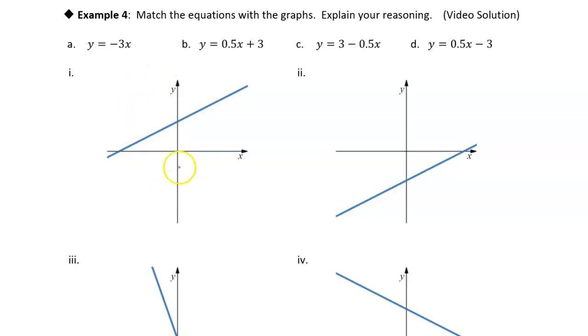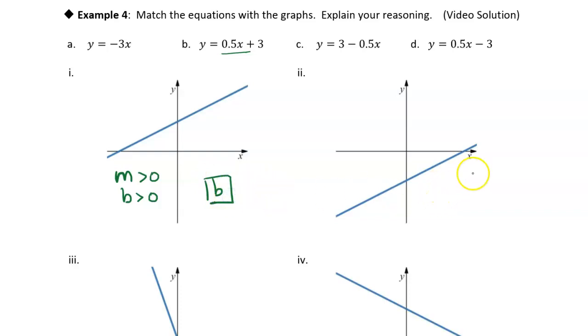If I look at this first graph, I can see that the slope is positive. M is greater than 0. It's positive because I'm going uphill. Y is increasing as x increases. And the y-intercept is also positive because it's above the x-axis. So I can look at my choices for which one has a positive m and a positive y-intercept, and it looks like the only one that fits is this one. So this matches b.